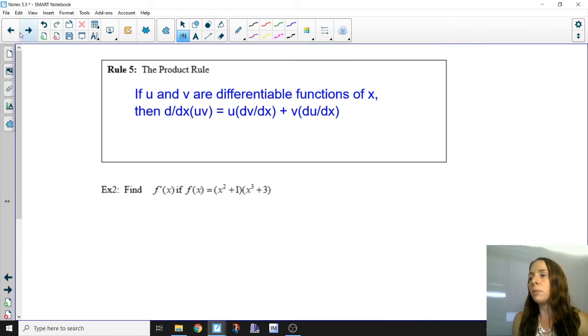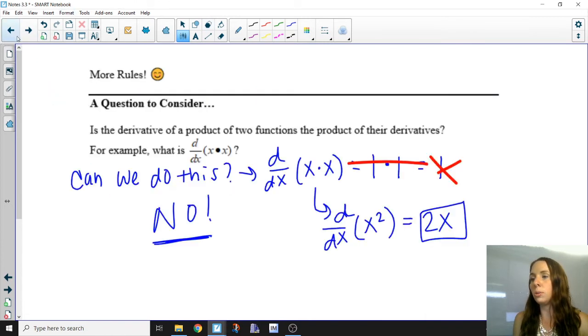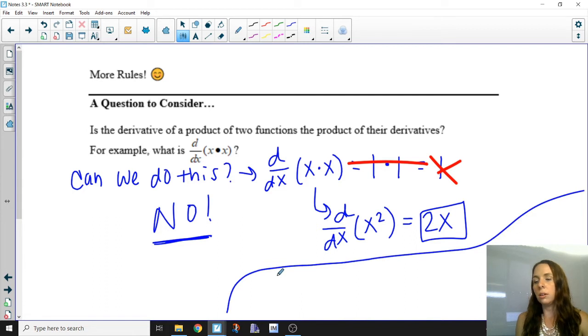Now, before we apply it to example 2, let's go back to this example of x times x and see how it works. I'm just going to draw a little thing here. If I have x times x, and I'm taking the derivative of it, I can use the product rule, which says take the first function as it is. You don't change it. And you multiply that by the derivative of the second function. The derivative of the second function is the derivative of x, which is 1. So we have an x times 1.